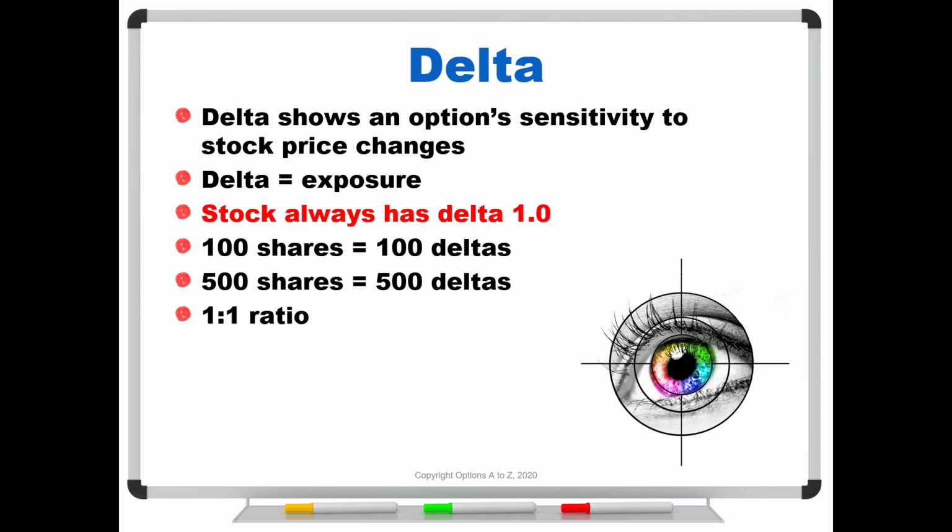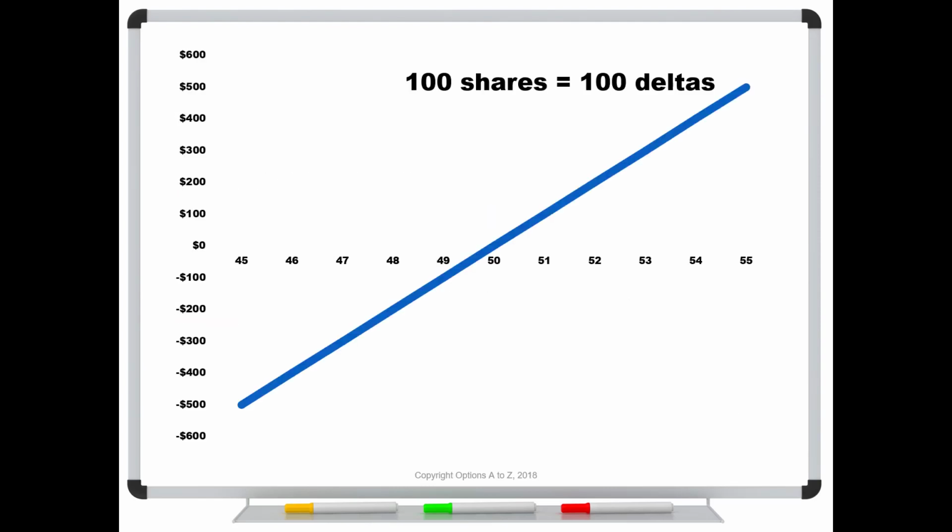So to understand it graphically, let's say that you own 100 shares of stock at 50. This is your risk graph. And what we're looking at here are various stock prices on the horizontal and the resulting profits and losses. So notice if you paid $50 for the shares, that your risk graph right here in blue lines up at zero. And that just means you have no gains and no losses.